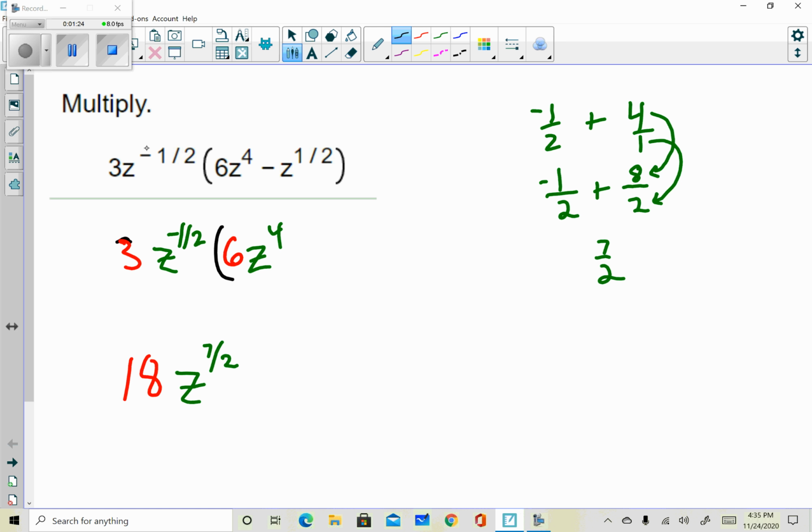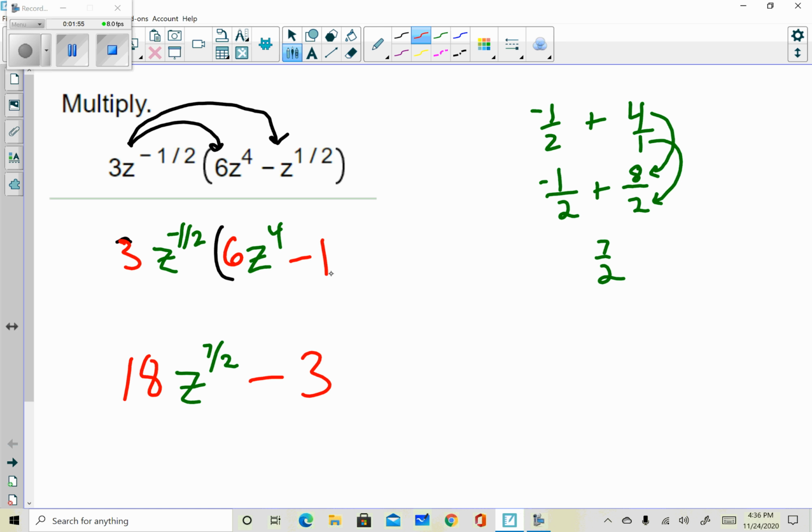So we are distributing. We multiplied this term out here times that term, and we got 18z to the 7 halves. Now we're going to take this term out here and multiply that term. There's a 3 and an understood negative 1 in front of that z. 3 times negative 1 is negative 3.